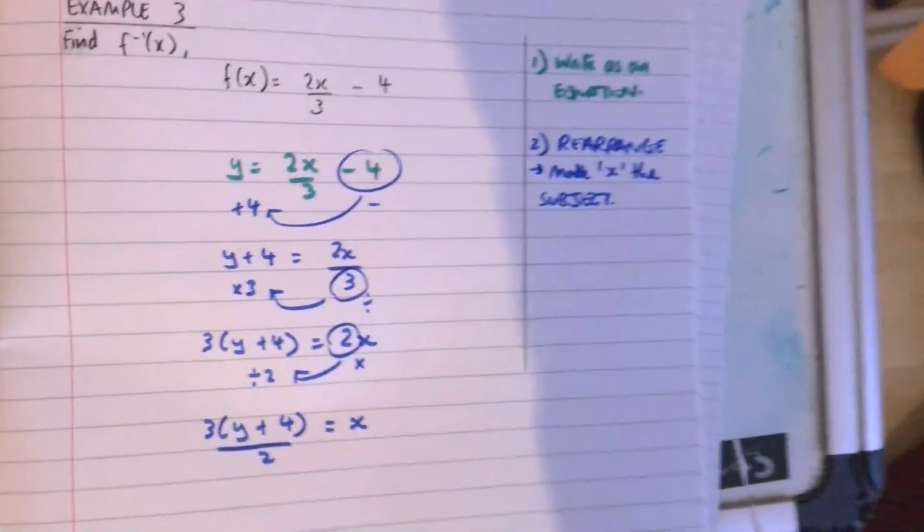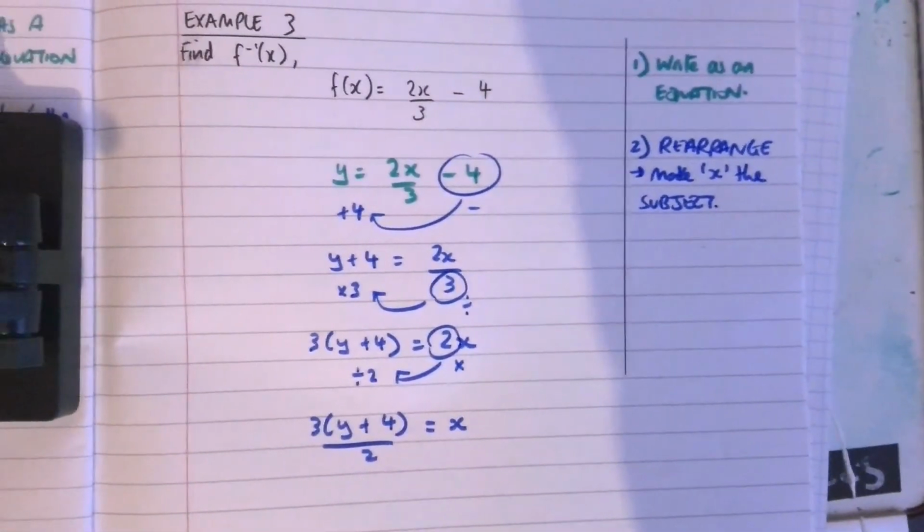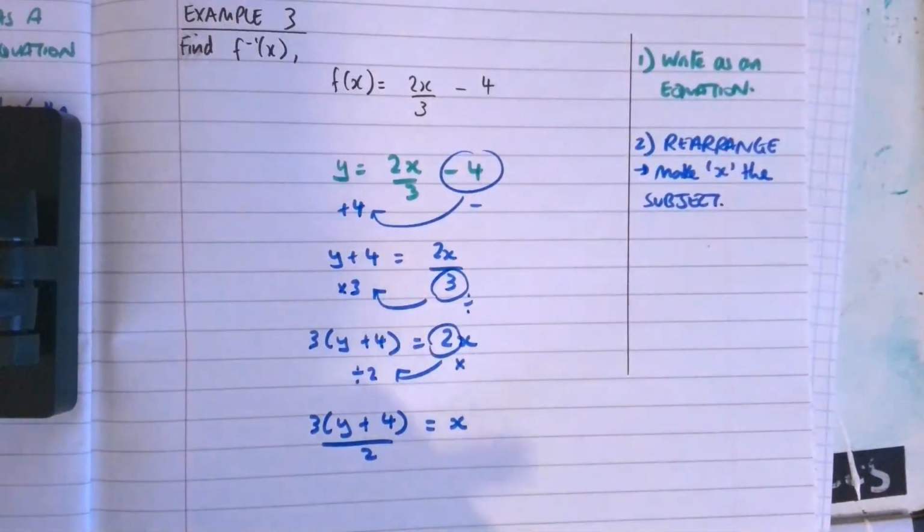And then our last step is just a notation switch. So wherever there's a y, we're going to write that as an x, and wherever there's the x, we're going to write that as the inverse function.